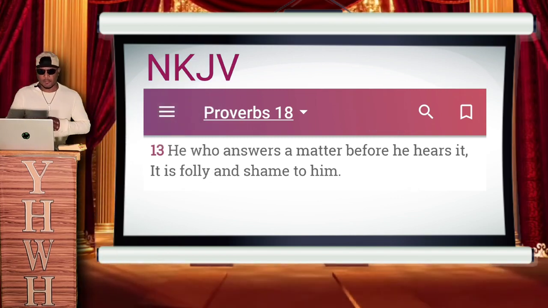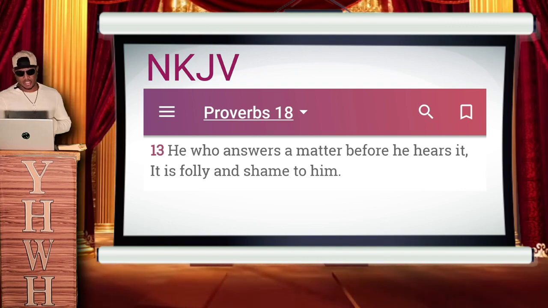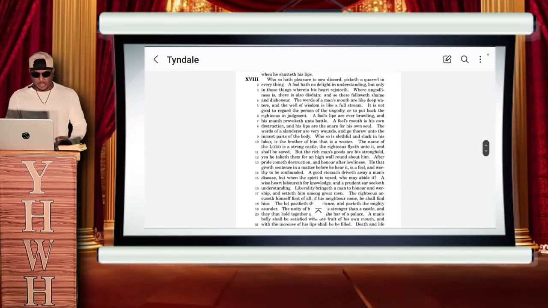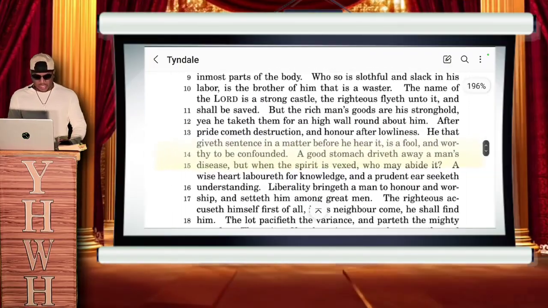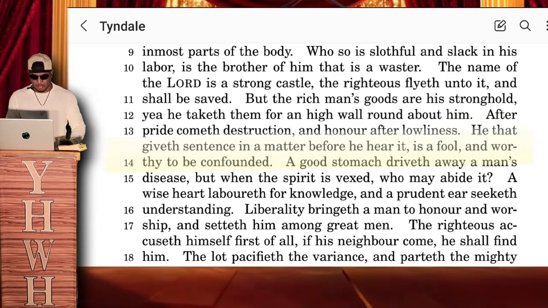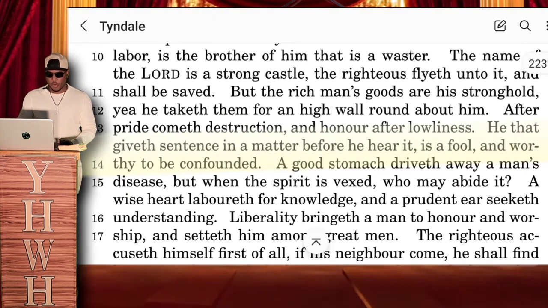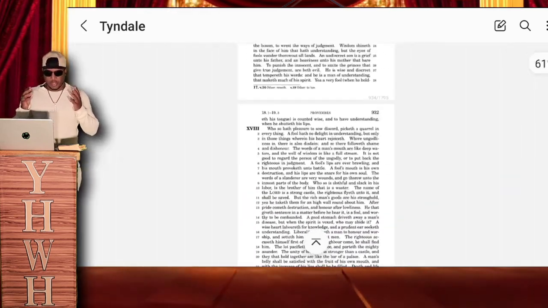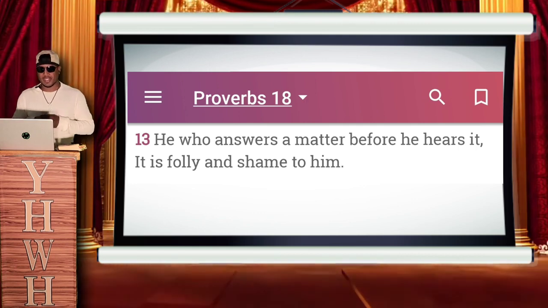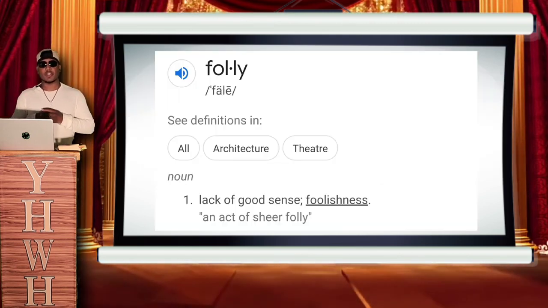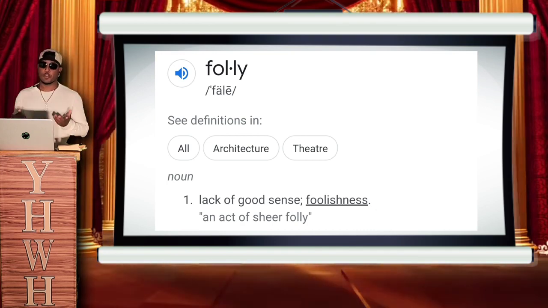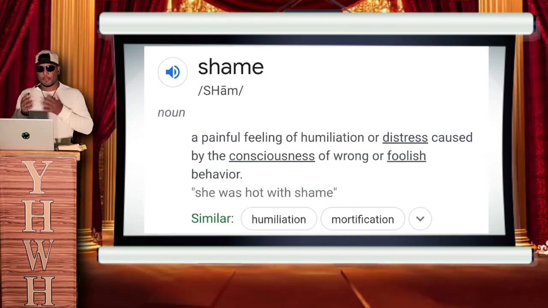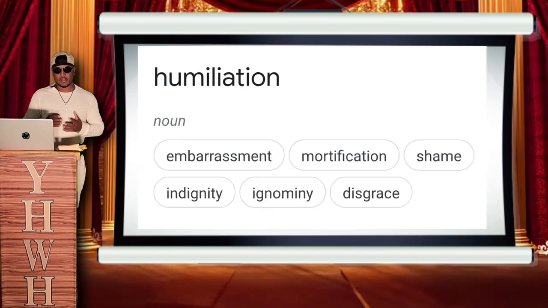He who answers a matter before he hears it, it is a folly and shame to him. That's New King James Version. The Tyndale Version says, he that giveth sentence in a matter before he hears is a fool and worthy to be confounded. So folly means lack of good sense or foolish. Foolish means stupid. Shame means a painful feeling of humiliation, which also means embarrassing.